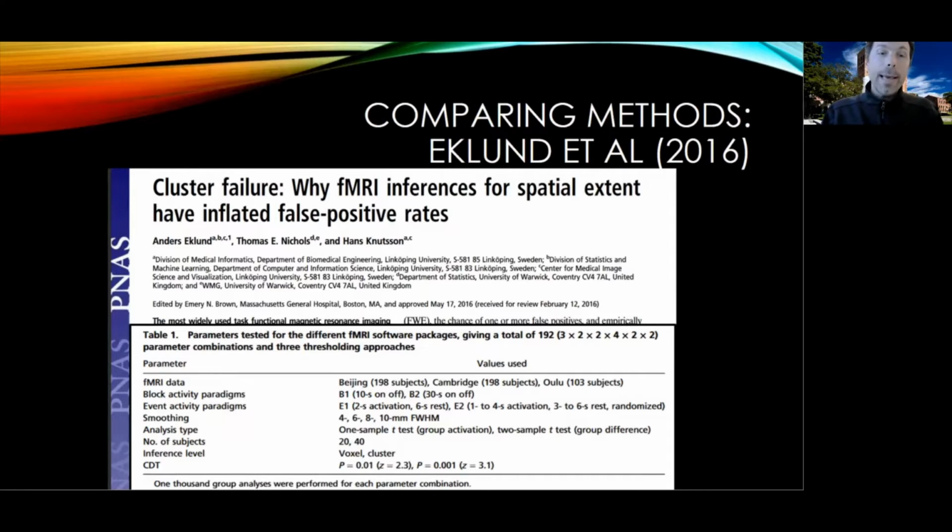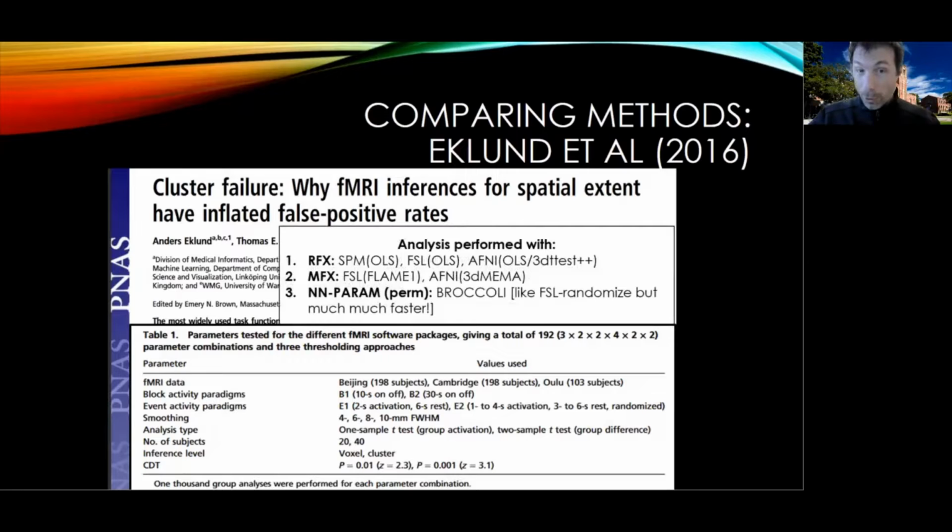And then again, for all the different permutations of this analysis, they report how many times when they do a group analysis we get a positive result, knowing full well that we should get none. So this is just a really interesting empirical way of assessing all of these different approaches for how well they control for alpha, for the false positives.